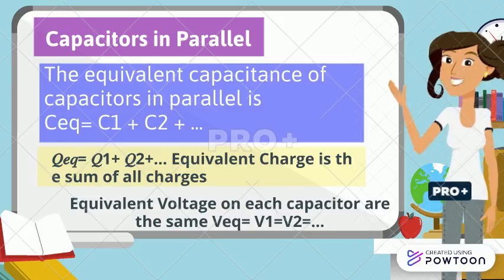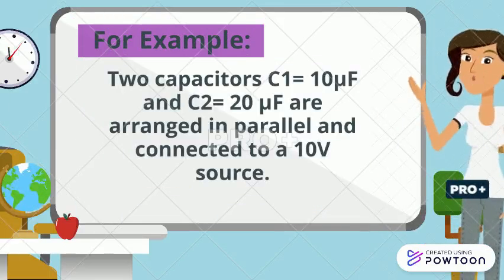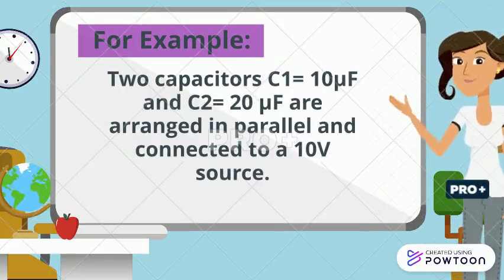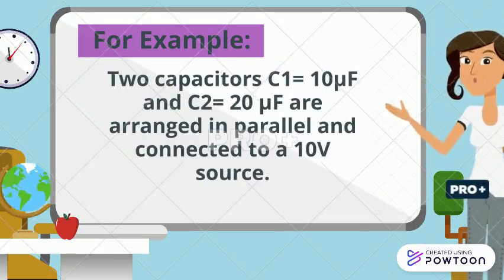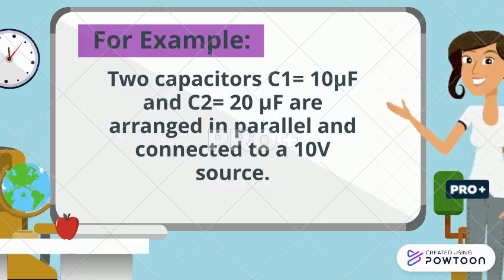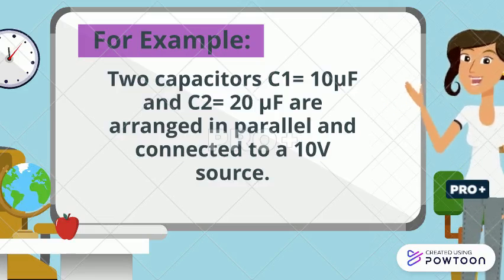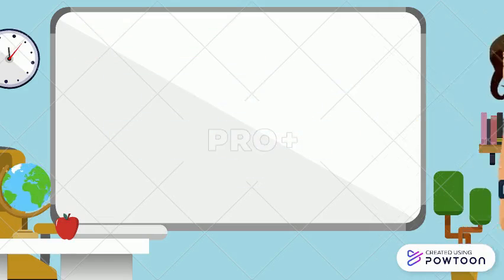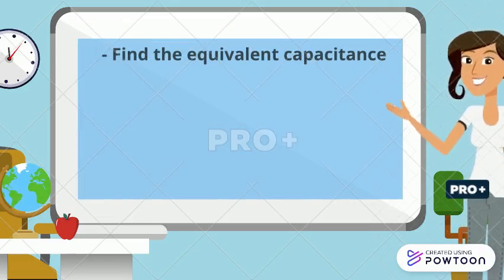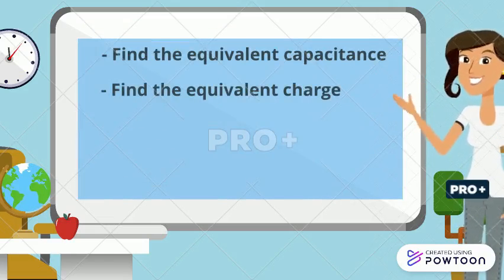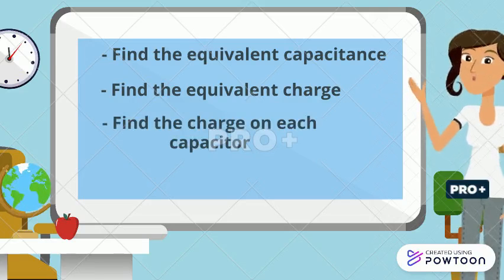For example, two capacitors, capacitor 1 is 10 microfarads and capacitor 2 is 20 microfarads, are arranged in parallel and connected to a 10-volt source. Find the equivalent capacitance, find the equivalent charge, find the charge of each capacitor, and find the voltage across each capacitor.